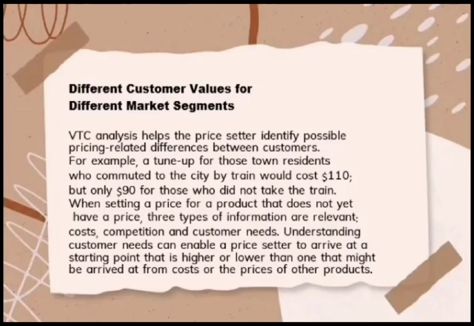Different customer values for different market segments. BTC analysis helps the price setter identify possible pricing-related differences between customers. For example, a tune-up for those town residents who commuted to the city by train would cost $110 but only $90 for those who did not take the train. When setting a price for a product that does not yet have a price, three types of information are relevant: cost, competition, and customer needs. Understanding customer needs can enable a price setter to arrive at a starting point that is higher or lower than what might be arrived at from cost or the prices of other products.